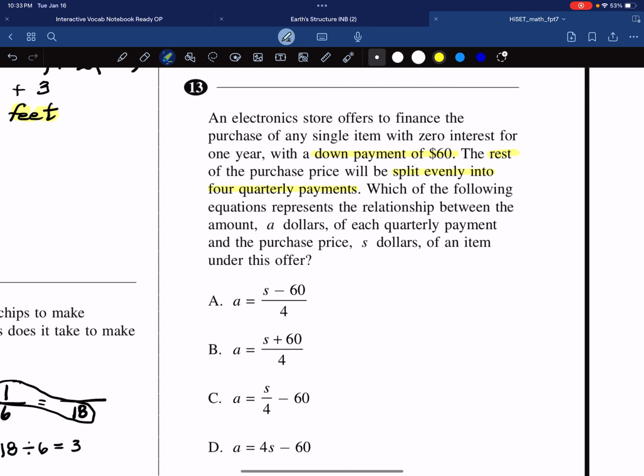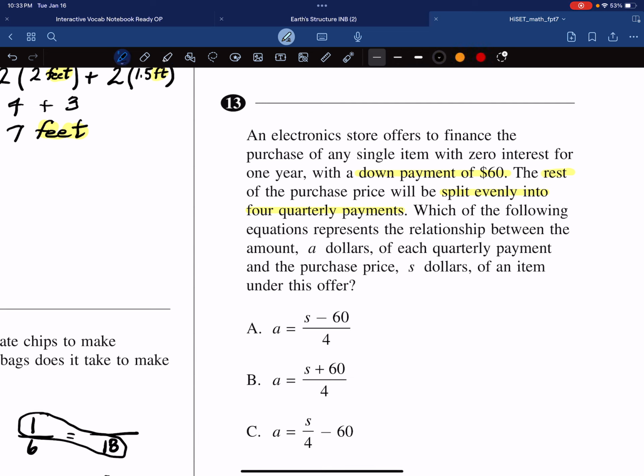So let's just write this in terms that make sense. I go in there and I buy an item, and we're going to call that S dollars. So let me just do it this way. I buy the item. I have to pay a down payment. That's minusing. So the item, they say to let that be S dollars. The down payment is $60. So whatever it is, we know that we're going to do S minus 60.